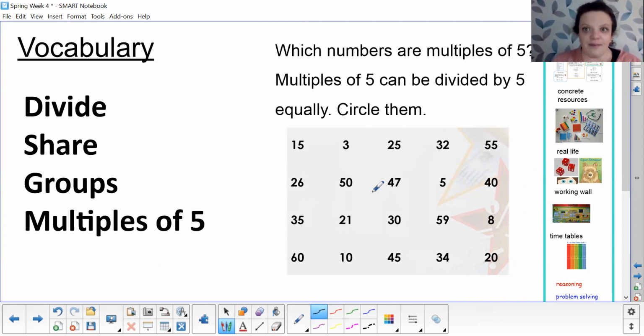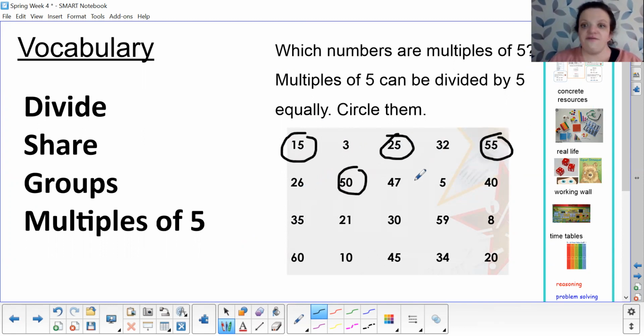So in this box here, which numbers are multiples of 5? Pause the screen and write them down. Off you go. Okay, fantastic. So I'm going to go through each number and I'm going to circle it if it's a multiple of 5. The first one, 15, yep, multiple of 5. 25, yep, as well. 3 is not, okay, so 3 is not a multiple of 5. 32, no. 55, yes. 26, no. 50, yes. 47, no. 5, yes.